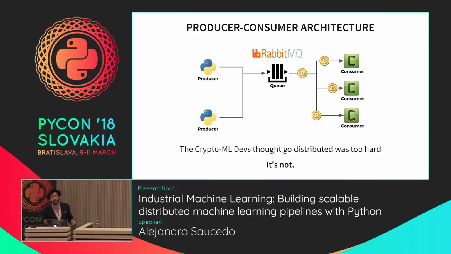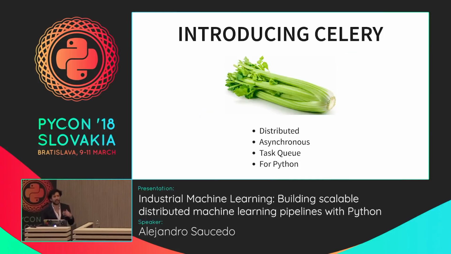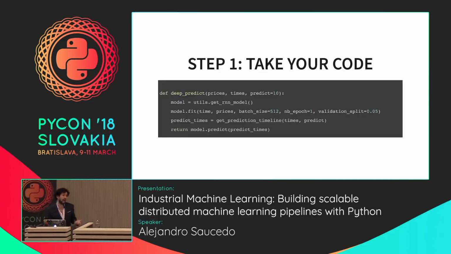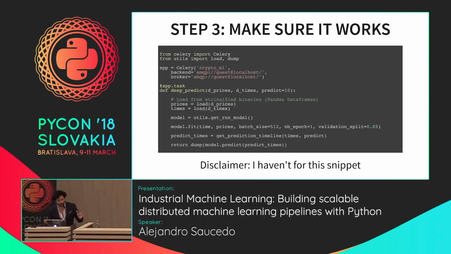I mean, to implement well is another discussion, but just converting your code into a Celery-enabled task, even if it's not Django, if you just have vanilla Python, is not hard at all. So we're going to follow a simple step approach. Step 1 is take your code. Step 2, Celerize it. Step 3, make sure it works. And disclaimer, I haven't done that for this snippet, but this is the gist.